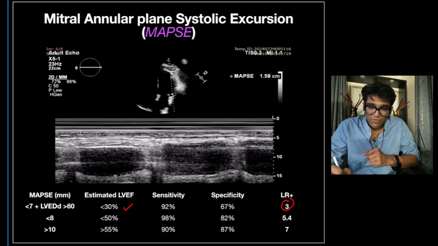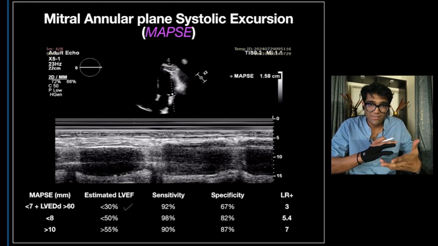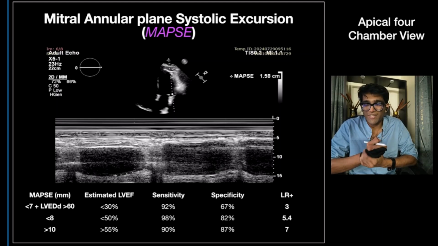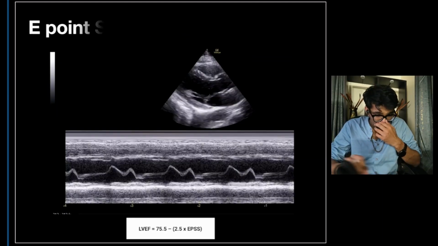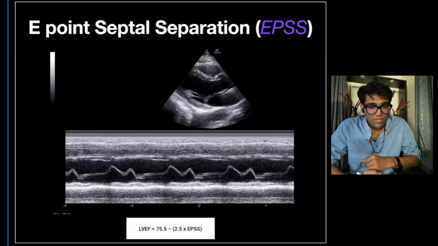Actually, if you look at it, MAPSE is best at saying that a patient has adequate ejection fraction. It's not as good at diagnosing a reduction in ejection fraction. So that is something that we need to be careful about while interpreting MAPSE. It has a high negative predictive value for reduction in ejection fraction. Now coming to the last parameter in dimensions, that is the E point septal separation.